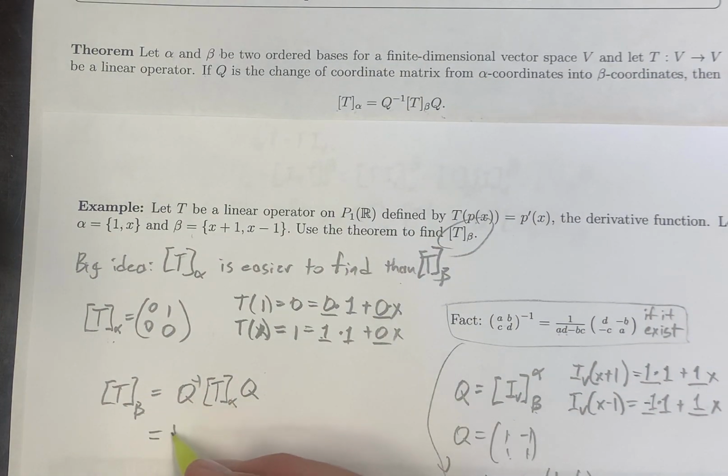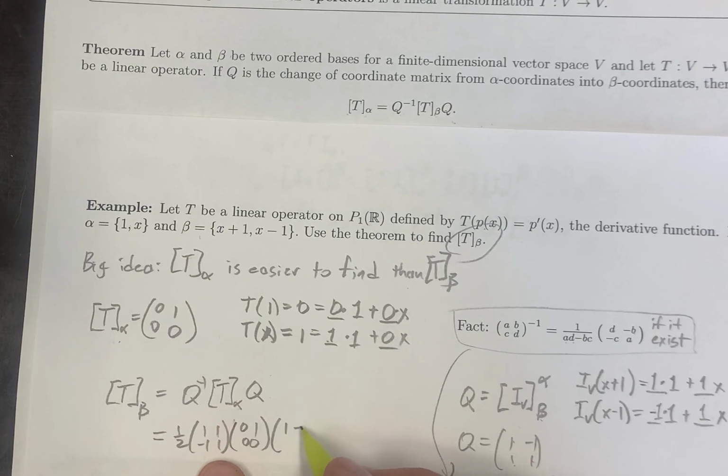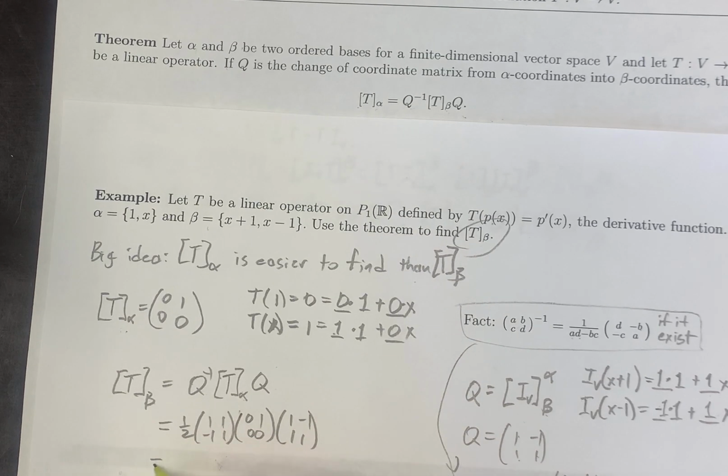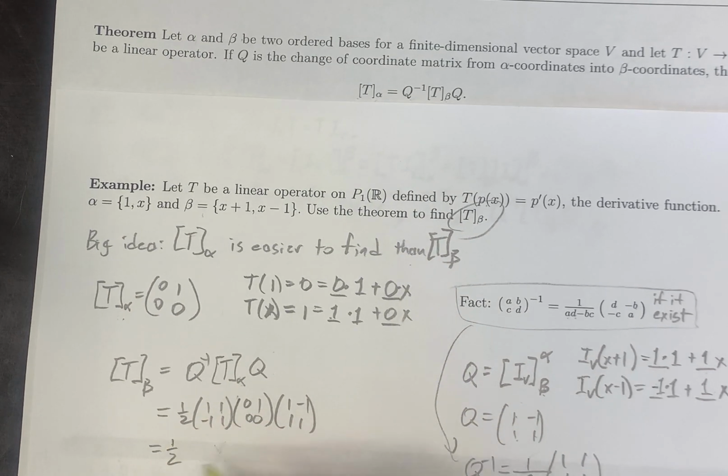Okay, so what's Q inverse? It's 1/2, 1, 1, -1, 1. What is T alpha? 0, 1, 0, 0. What's Q? 1, -1, 1, 1. Remember, matrix multiplication is associative, so it doesn't really matter which order. I'll multiply the first two. So row column 0, row column 0, row column 1, row column -1. One more time. Row column 1, row column 1, row column -1, row column -1.